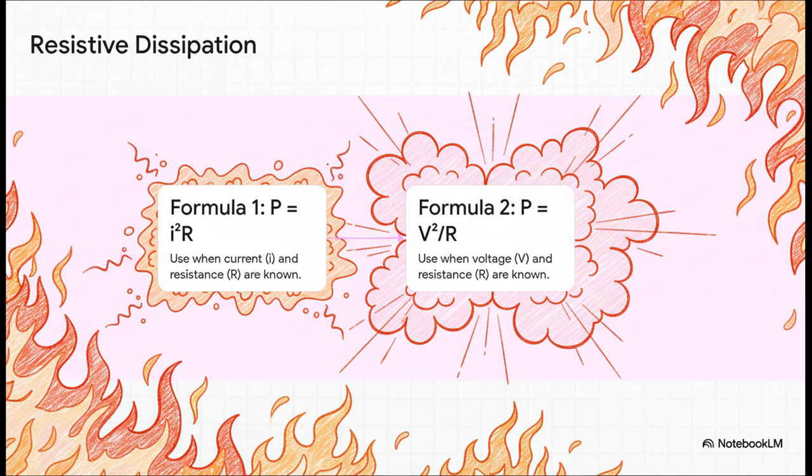By combining our main power formula with Ohm's law, we get 2 really useful shortcuts. If you happen to know the current and the resistance, power is just I squared R. If you know the voltage and the resistance, power is V squared over R. Both formulas tell you the exact same thing, how fast that component is generating heat.